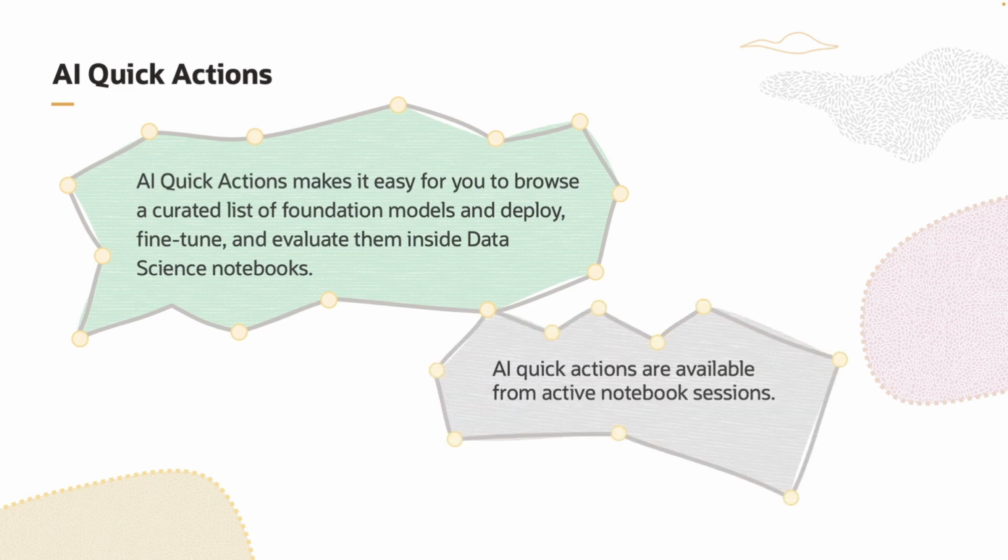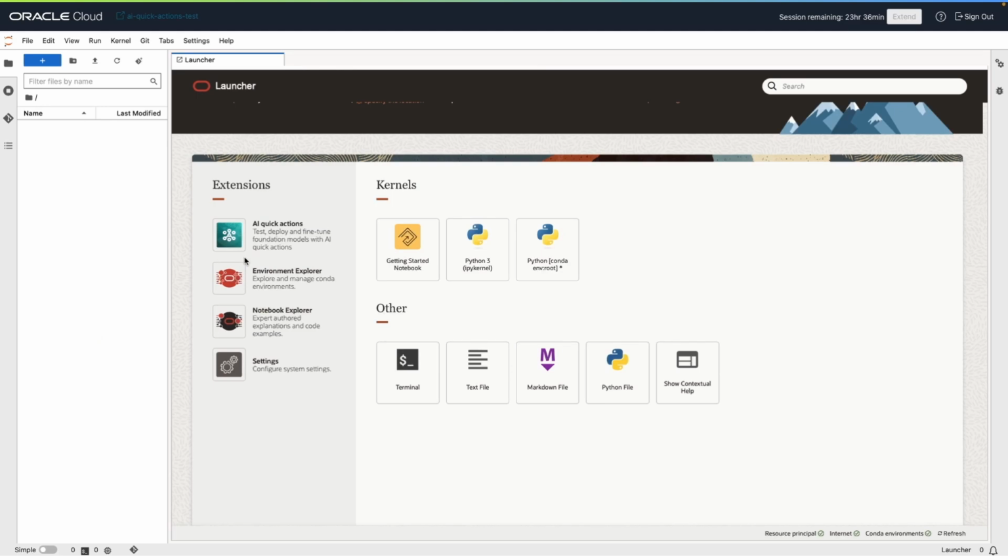AI Quick Actions are available to use from the OCI Data Science Notebook. You can refer to the OCI Data Science documentation for setting up required policies to enable AI Quick Actions in the notebook. Let us see how to deploy a LLM to OCI Data Science in a demo. So we can see here that we are inside an OCI Data Science notebook session, and we are able to see this AI Quick Actions button over here.